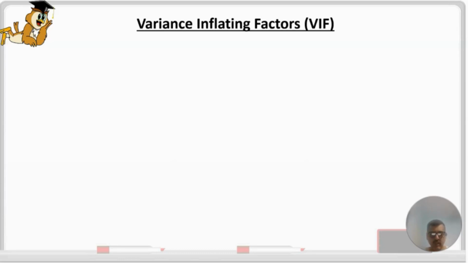This is what brings us to something called variance inflating factors. Let us see what variance inflating factors are.